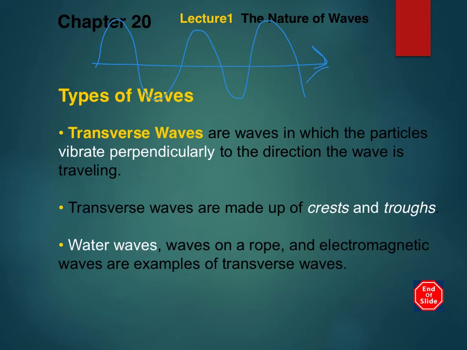Transverse waves are made up of crests and troughs. So the crest is this higher part here, and the trough is this lower part. So think high, low, it goes back and forth. So water waves or a wave on a rope, if you hold two ends of a rope, one guy's here and the other guy is here, right? And if one person raises his hand, you can make a wave with that rope, right? That is a transverse wave, and electromagnetic waves are also transverse waves, all right?